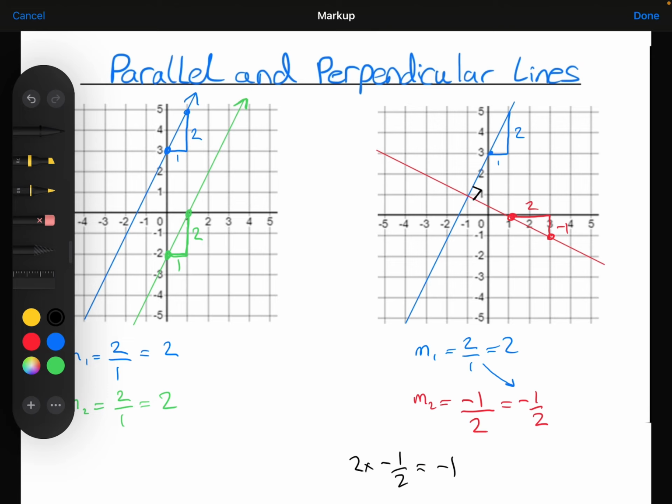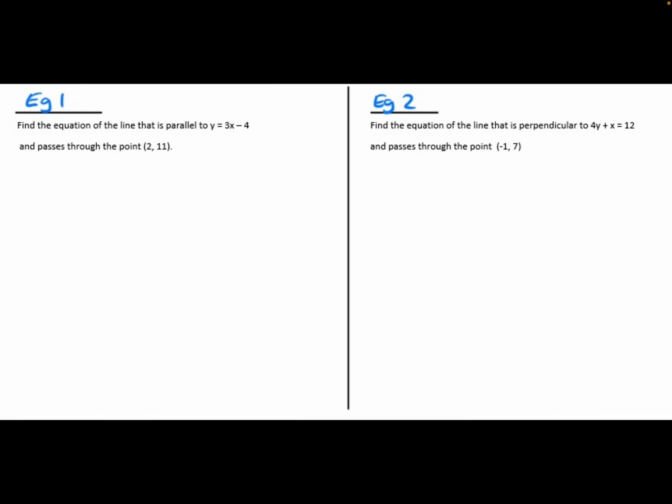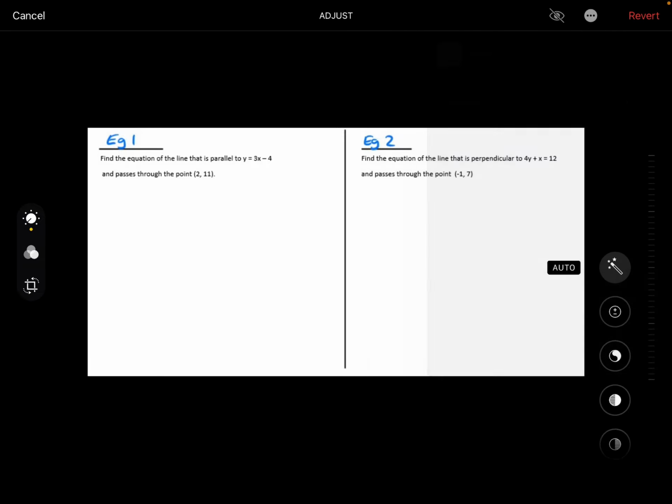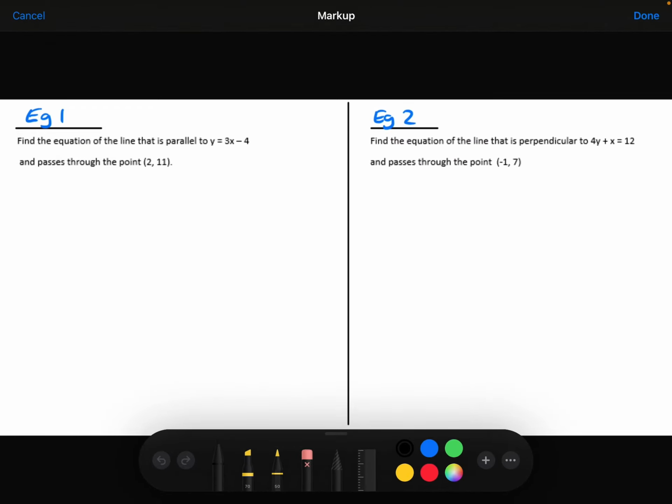So let's summarise those results in this table here. Parallel lines have the same gradient. Perpendicular lines have the negative reciprocal gradient. When you multiply the two gradients together, you will get -1. Right, let's have a look at a few examples using that fact. We're going to do 4 examples, starting off with a couple of relatively simple ones.